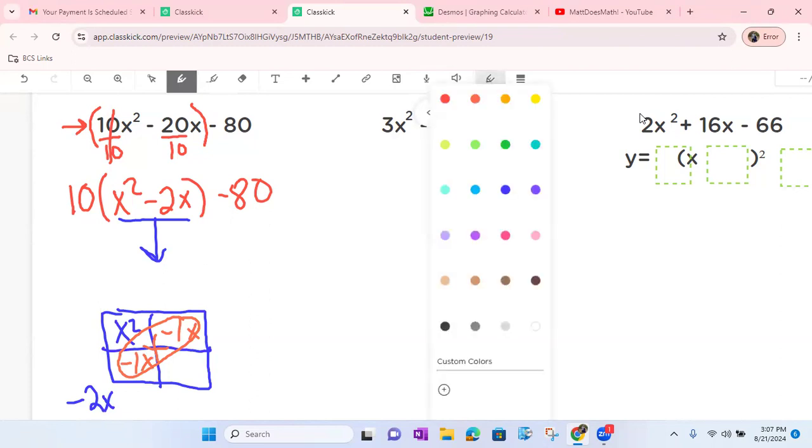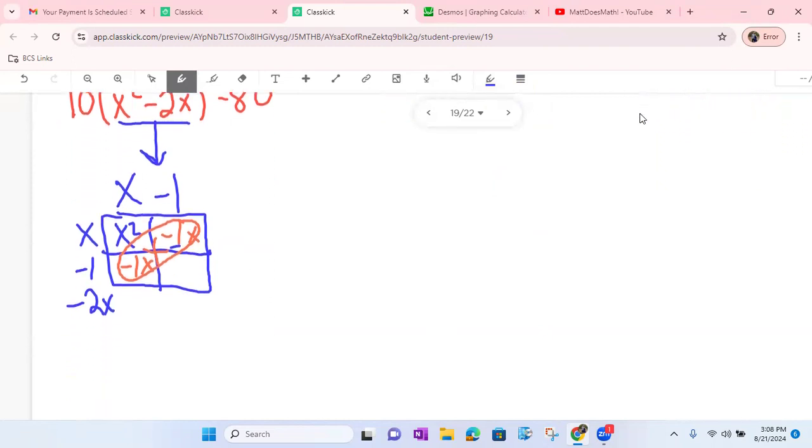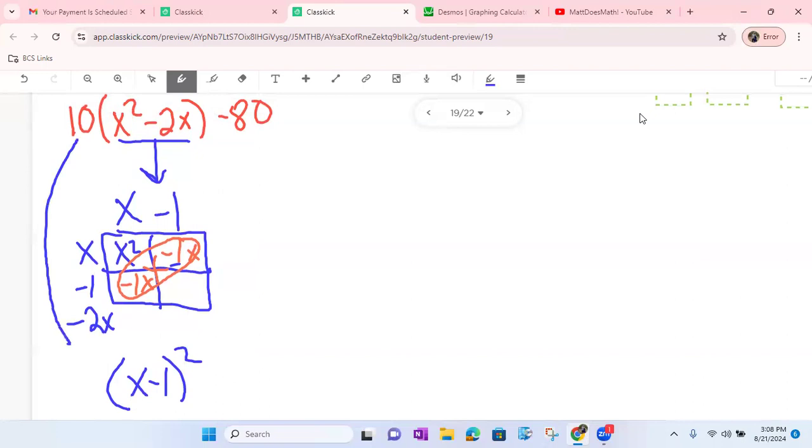Now from here, I can start filling out the rest of the box. I can say, well, I know x times x is x squared. I know x times negative 1 is negative 1x. And I know x times negative 1 is negative 1x. And what you'll notice is the sides of the box are going to become x minus 1 and x minus 1. Or in other words, we can rewrite that as x minus 1 squared. Now, what was in front of all of this? That 10. So I've got to bring down that 10 that was in front.